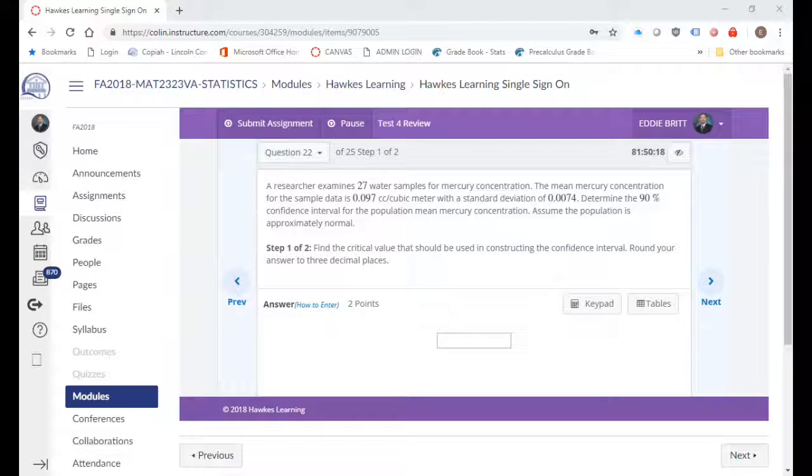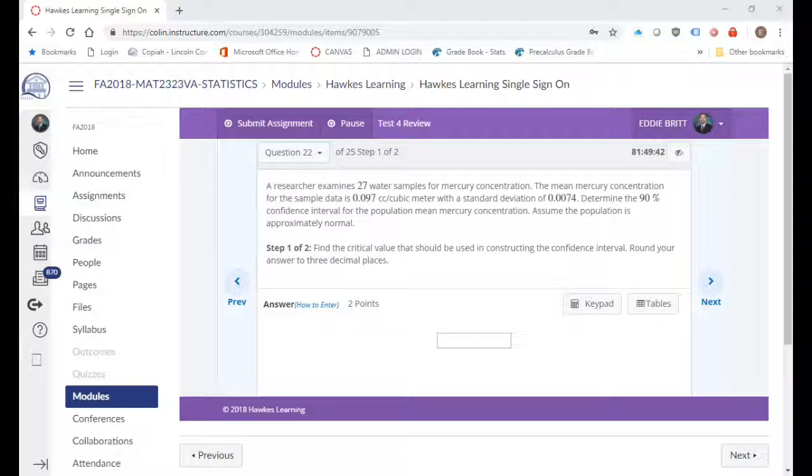So in problem number 22, this looks like it's very similar. Of course, it only has 2 steps. As we look at this, let's see. We have 27 water samples for mercury concentration. So it looks like n equals 27. This tells us the mercury concentration with a standard deviation of 0.0074. Determine the 90% confidence interval for the population mean mercury concentration. Assume the population is approximately normal.